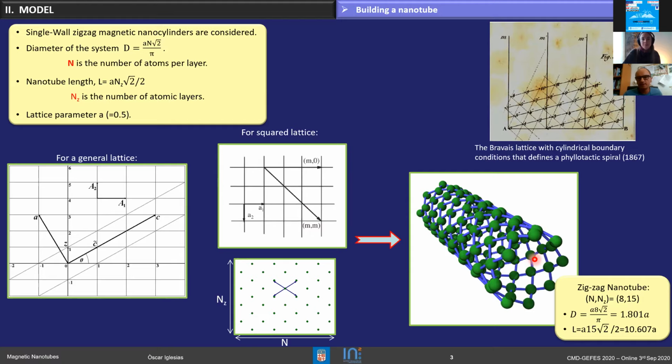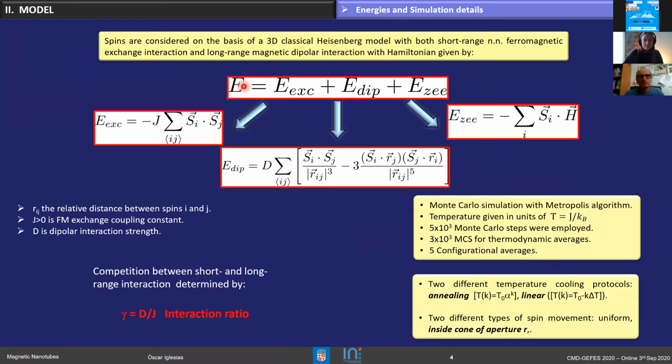Okay, this would lead us to another topic of the talk, but let me tell you that rolling the tubes in different directions would also give rise to different configurations, right? So the basis of the study are here.